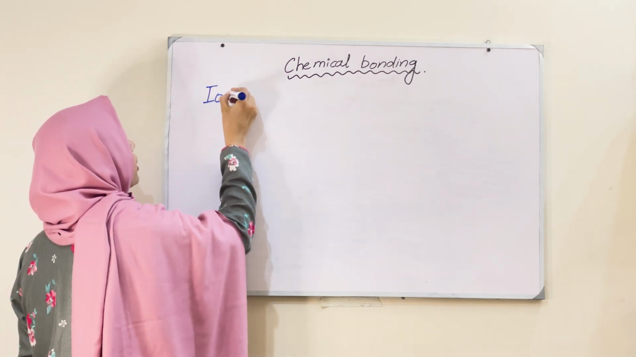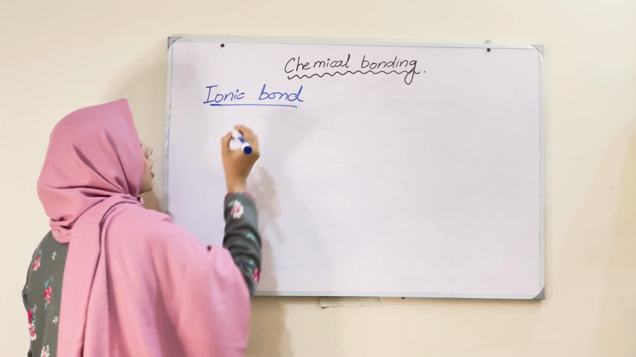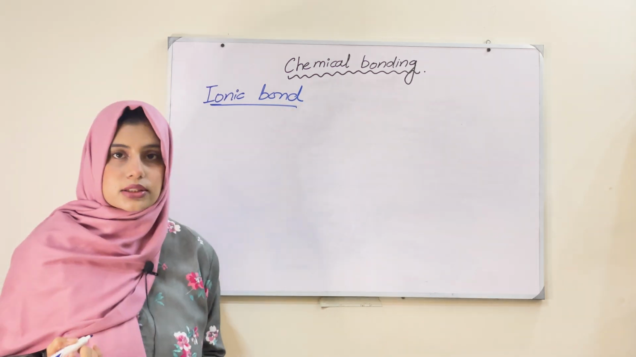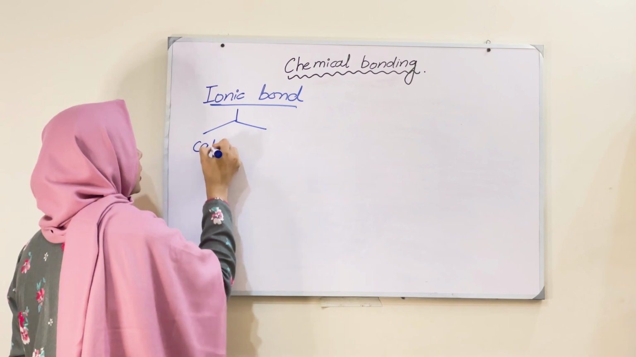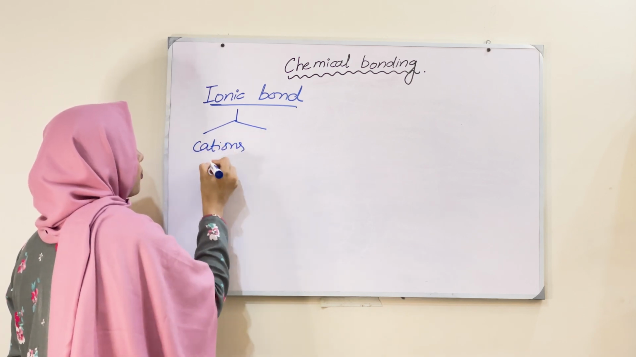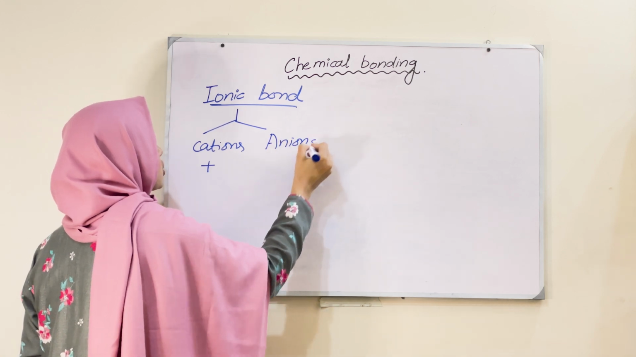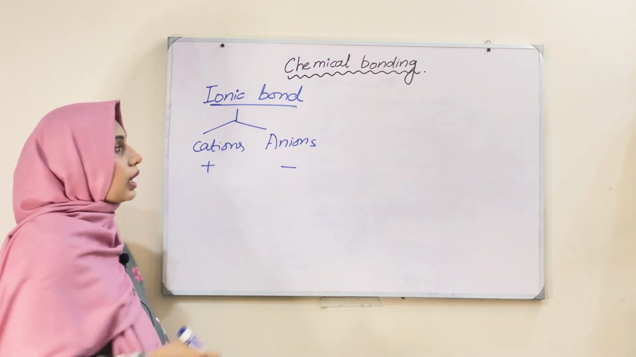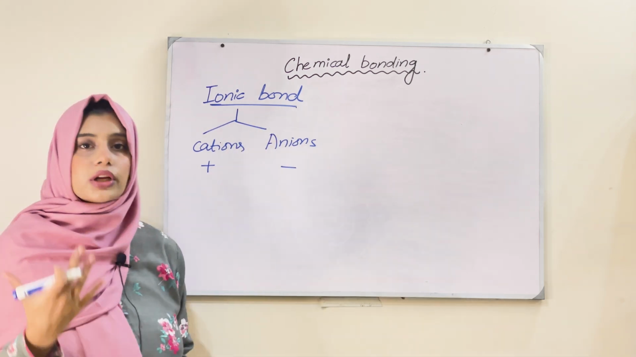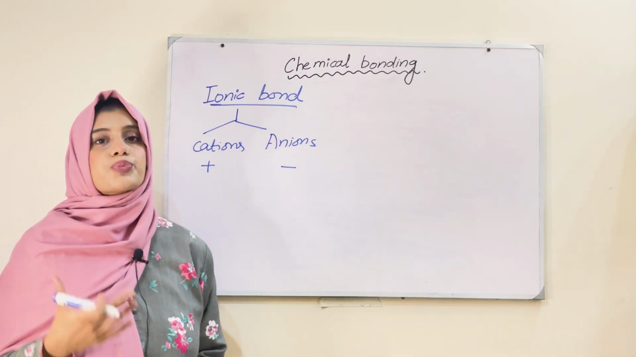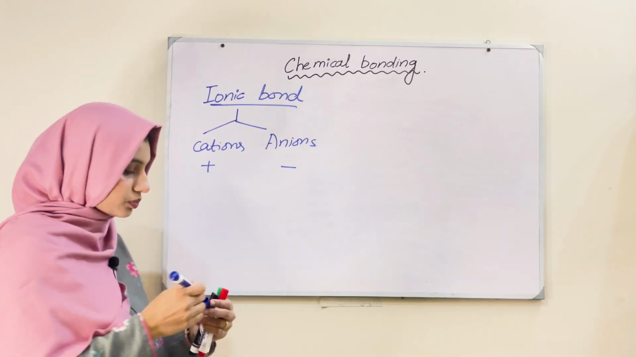Ionic bond. Bond between ions. We have two types of ions: cations, which have positive charge on them, and anions, which have negative charge on them. Now, how are cations formed and how are anions formed, and which groups in the periodic table provoke the formation of cations and which provoke the formation of anions.